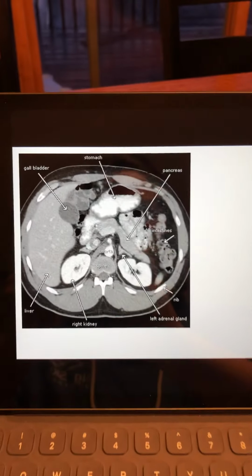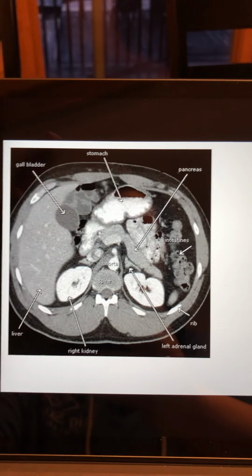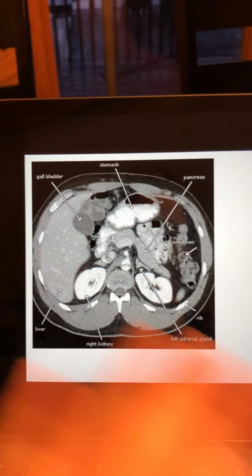And then here is just a CT image of the stomach, and you can see the stomach up here at the top. And that is it.